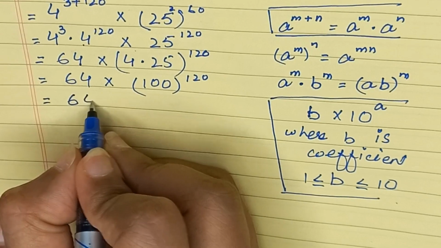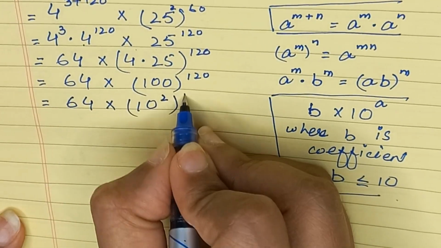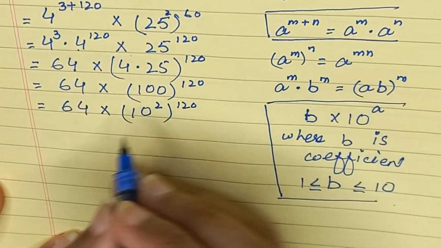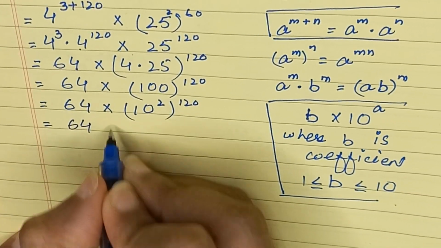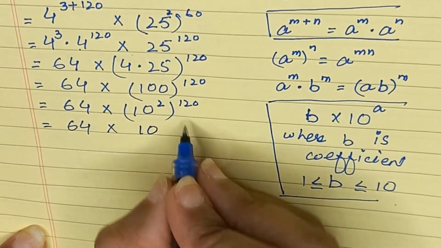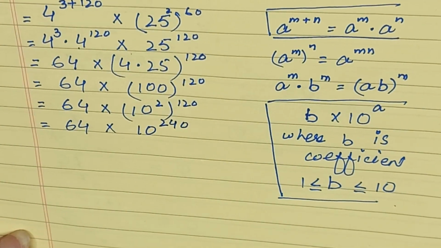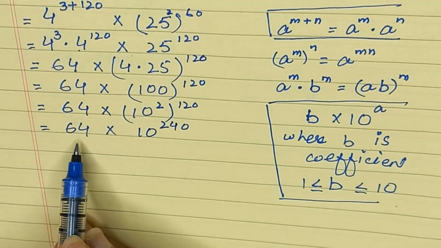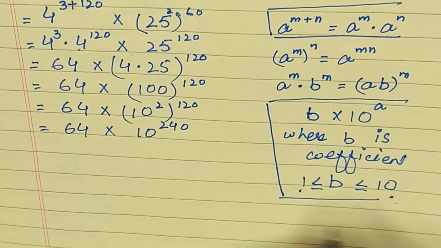it can be written as 64 multiply 100 can be written as 10 raised to the power 2 into 120. So from this exponential rule it will become 64 multiply 10 raised to the power 2 into 120 will become 240. Now we have to find the answer in scientific notation. So we will convert 64 between 1 to 10.